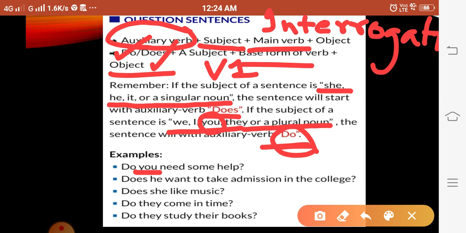Clear? Then in the next example, does he want to take admission in the college? Here our subject is he, which is a singular subject, so with a singular subject we have to use does as the auxiliary verb. Clear? Then our sentence would be, does he want to take admission in the college? Further examples are also written using the same sentence structure that we just discussed, so I will read them out for you. Concentrate. Does she like music? Do they come in time? Do they study their books?